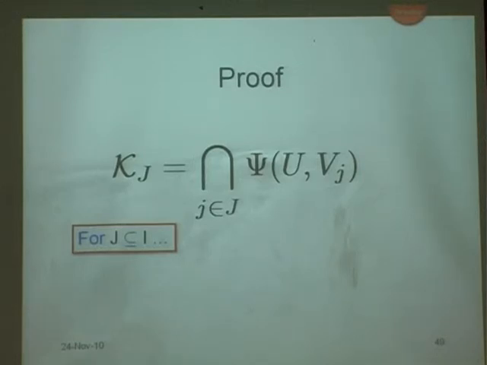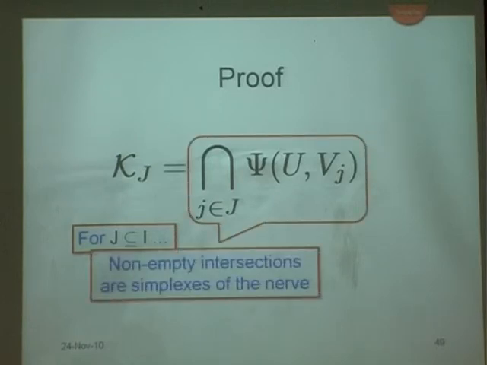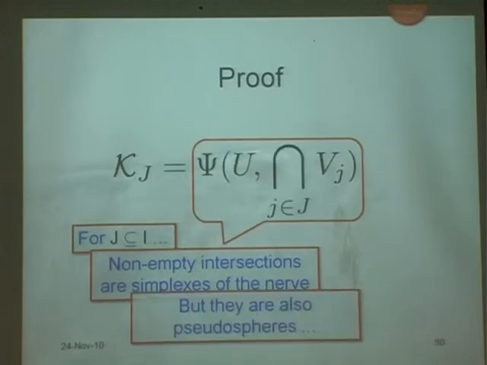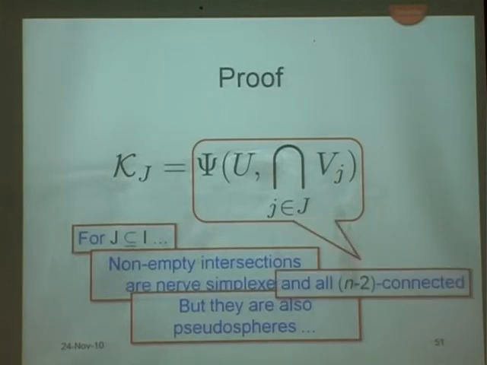Well, what is this intersection? We know what this intersection is because we can move the intersection sign inside the pseudosphere symbol. So these are actually pseudospheres where we move these inside. And if this set is non-empty, then this whole pseudosphere is non-empty, if and only if. So the fact that we can move intersection signs inside pseudospheres is what gives us the right to use the nerve theorem. And in particular, if that's non-empty, then it's n-2 connected.